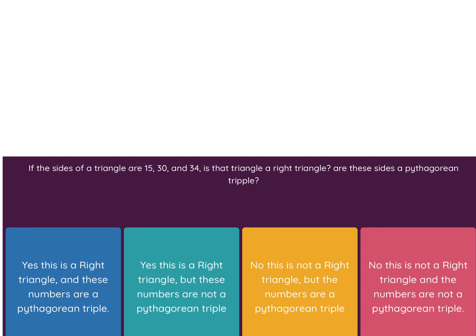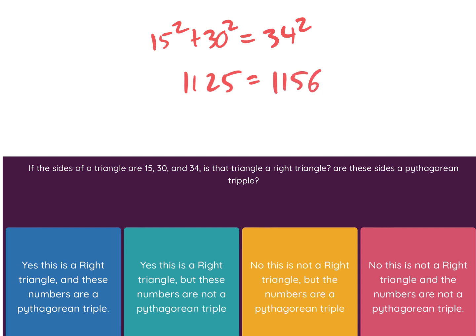And if you try this one right here, 15, 30, and 34, are these sides a Pythagorean triple? So let's try to do that. 15 squared plus 30 squared equals 34 squared. 15 squared plus 30 squared on a calculator is 1,125. And 34 squared on a calculator is 1,156. So obviously these are not equal to each other.